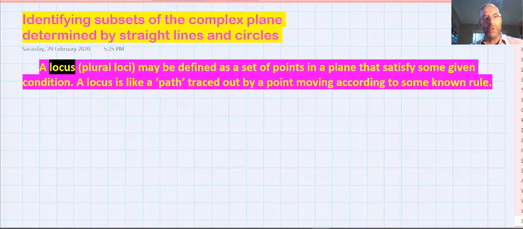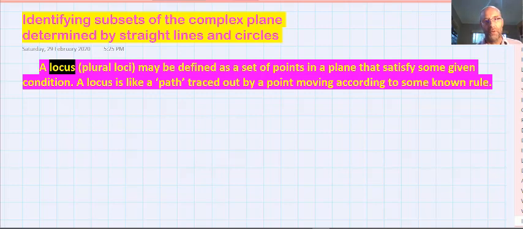First thing I'd like to do is to define this idea of locus, loci as a plural. As you can see, it's defined by a set of points in a plane that satisfies some given condition. So that's your definition of what a locus is. All the points follow some condition, or in other words, it's like a path traced out by moving according to some known rule. So all of the points in the set follow the rule. I think that's by now something you could relate to.